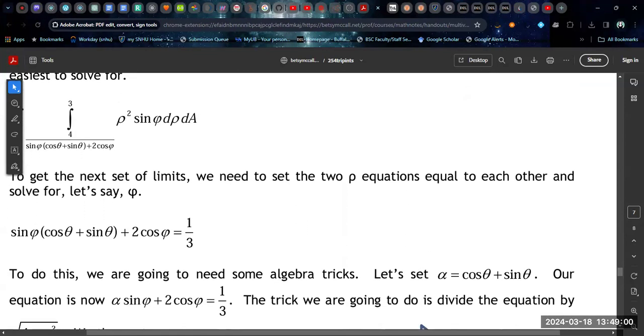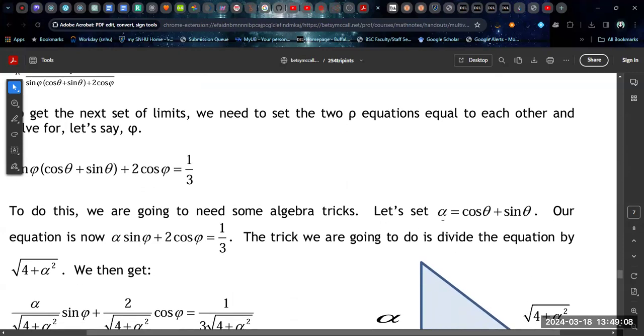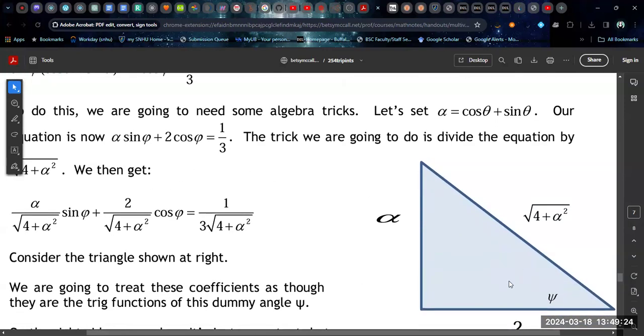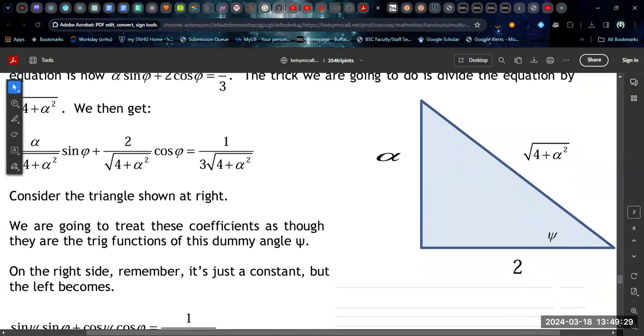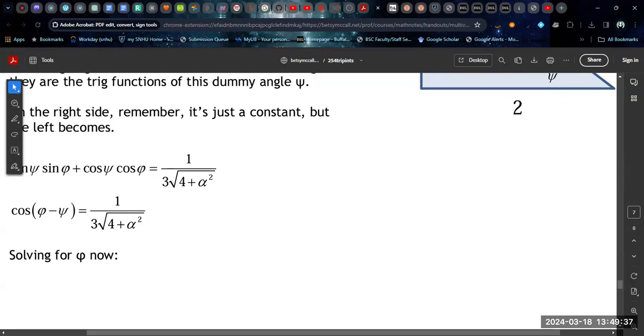But then we need to do phi. And the algebra that we need to do for phi is we're going to need to replace cosine theta plus sine theta with some kind of constant. For the moment, we're just going to pretend. And then we need to solve this. And in order to do that, we're going to set up our triangle for some other dummy angle in order to solve for phi.